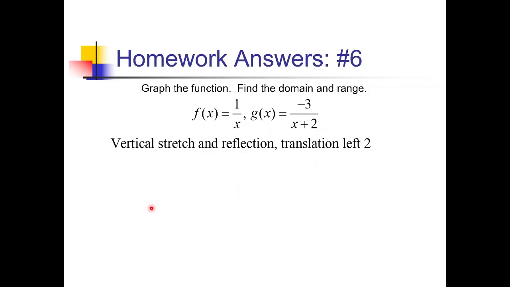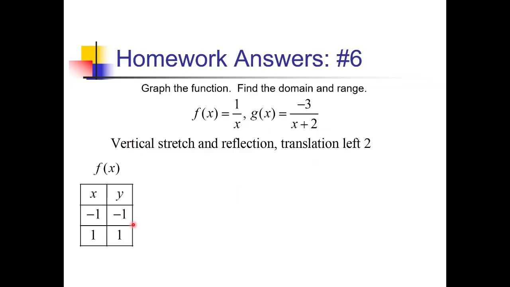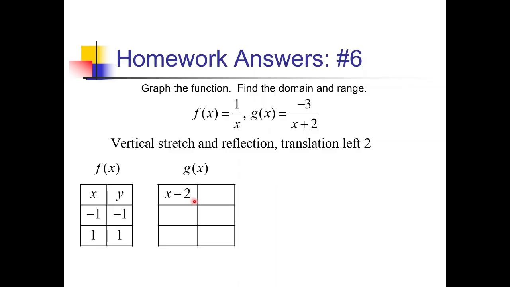All right, let's start with our parent table. We've got -1, -1, and 1, 1. And for the new table here, since I'm going left 2, I have to do x minus 2 to represent that. And since I'm doing this -3 up here, I have to do -3 times the y value. So that gives me a vertical reflection and stretch.